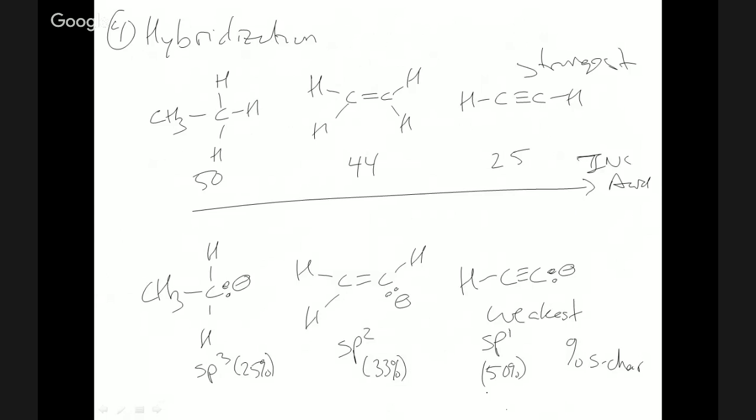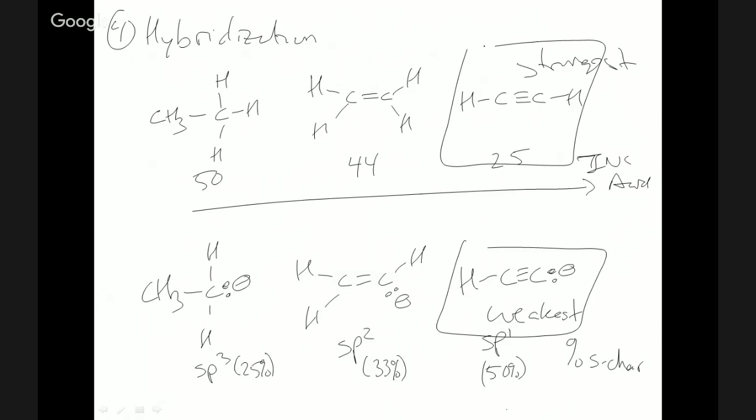And so the more S character, the more stable, or the weaker, the anion. Why is that? Well, the way we rationalize it is that an s orbital is closer to the nucleus. It's a lower energy orbital. So that means the negative charge is held closer to the nucleus. Therefore, it's more stabilized. The negative charge is pulled closer to the nucleus, so it's less out there doing damage. So it's a weaker base.